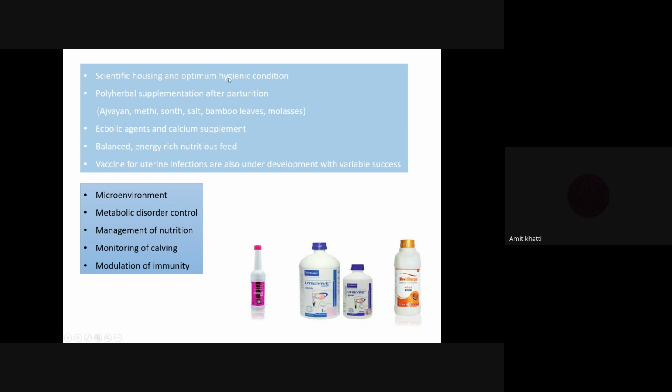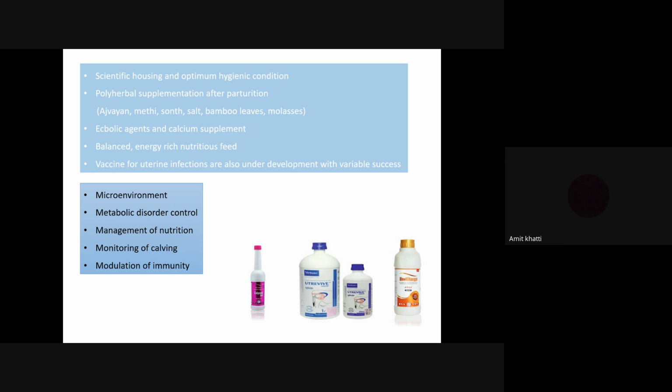As we have discussed, housing and hygienic condition, and polyherbal supplementation can be provided during the event of parturition. Generally, people prefer to prepare a kada of ajwain, methi, sont, salt, bamboo leaves, molasses. All these traditional things are very beneficial for uterine involution, its cleaning, and expulsion of the placenta, because retained fetal membrane is a very important condition exposing the animal to uterine infection.